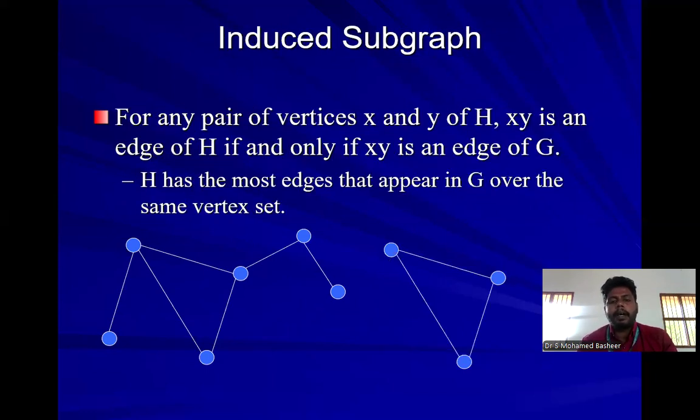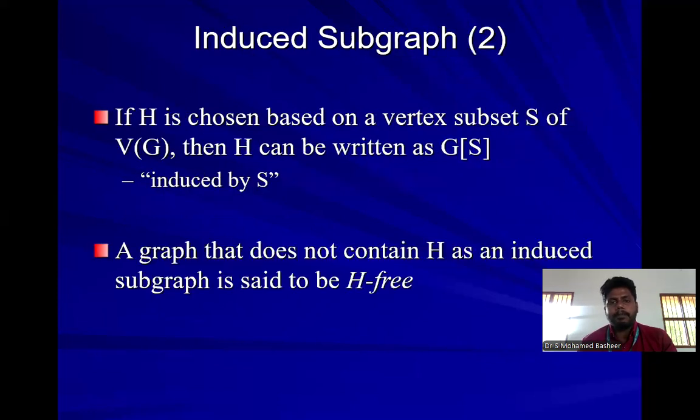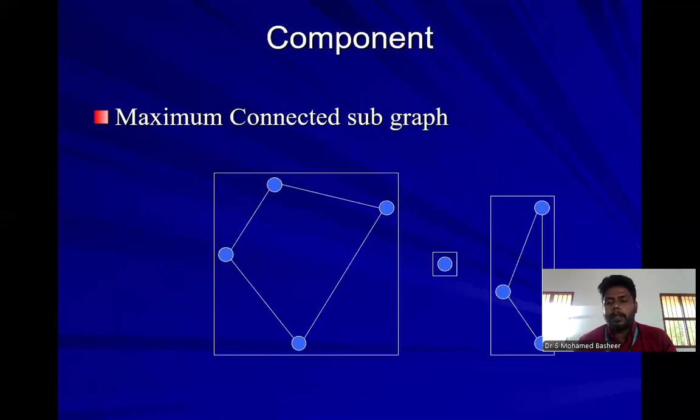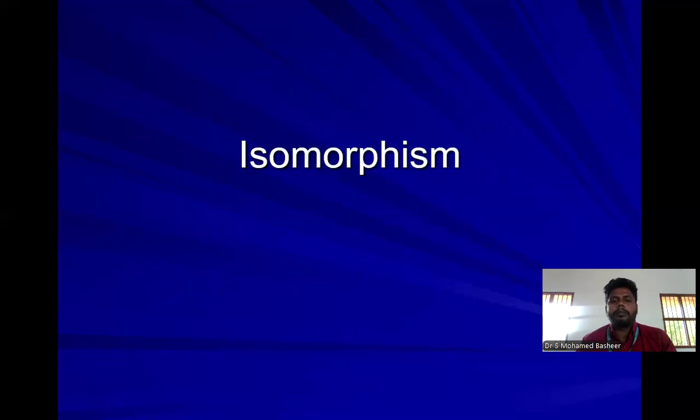Induced subgraph. For any pair of vertices x and y of H, xy is an edge of H if and only if xy is an edge of G. H has the most edges that appear in G over the same vertex set. If H is chosen based on a vertex subset S of V of G, then H can be written as G of S. A graph that does not contain H as an induced subgraph is said to be H-free. Component: a component is a maximal connected subgraph.